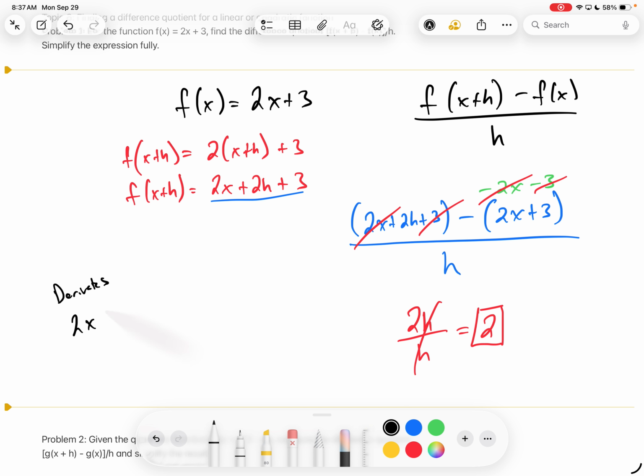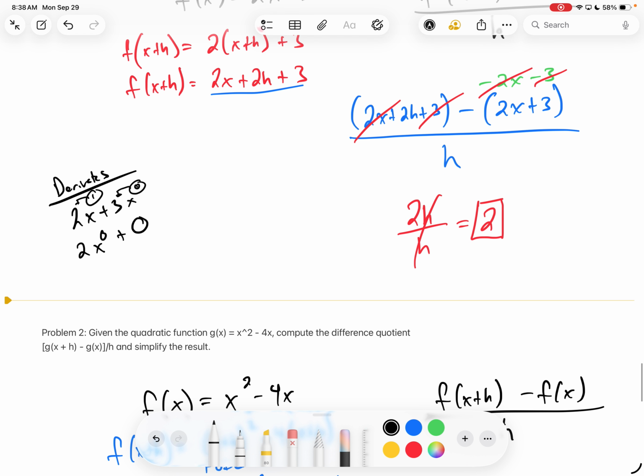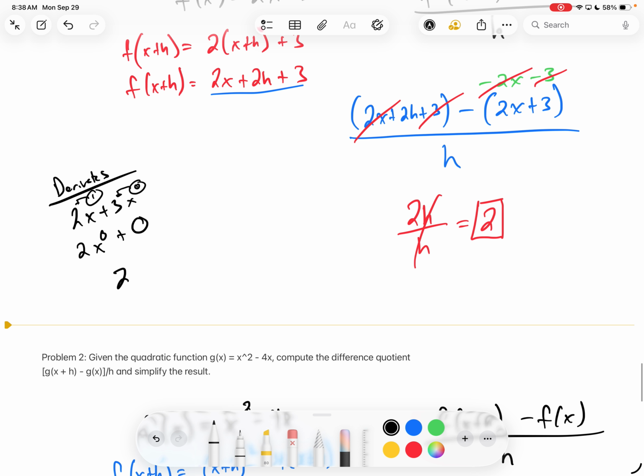The derivative of this one, 2x plus 3. Again, you have a 1 right here. You drop it down, so 1 times 2 is 2. That becomes x to the 0. The rule on this is it goes away, but technically 0 times 3 is 0. So that becomes 0. So this just becomes 2. That's kind of like the shortcut way of doing these.